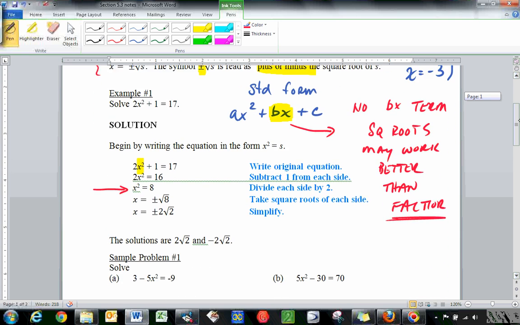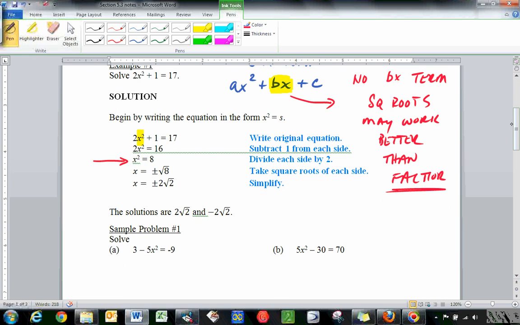This time, however, when we take the square root of both sides, we get plus or minus the square root of 8. And the square root of 8 is not a perfect square, so we have to use our simplifying radical rules to break this down. The square root of 8 actually breaks up into the square root of 4 times the square root of 2, which gives us a final answer of 2 times the square root of 2.